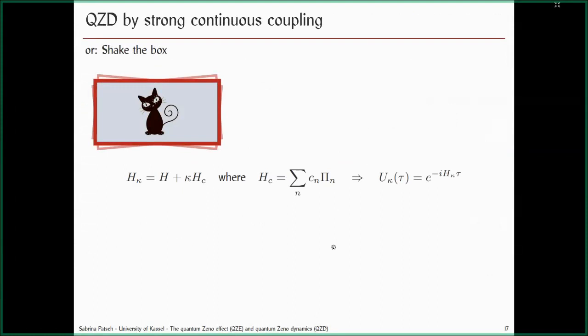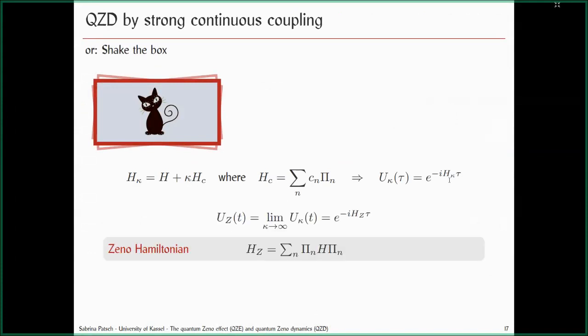So we now have a Hamiltonian, which is some normal Hamiltonian plus some coupling. And the coupling has a coupling strength kappa. And this coupling operator is just having, again, some projection. So it's just the eigenvalue decomposition of the operator. And then we have the complete evolution, where H kappa now contains both terms. So it's the coupling Hamiltonian and the free evolution of the system.